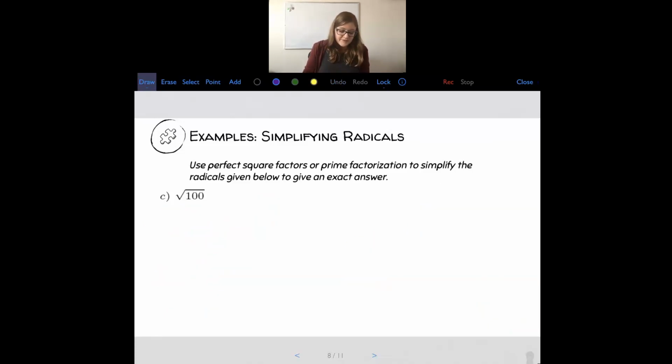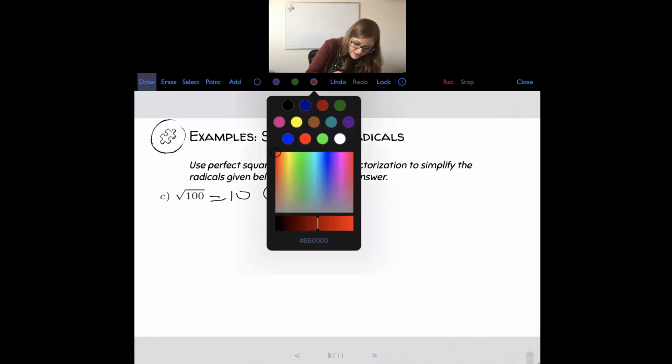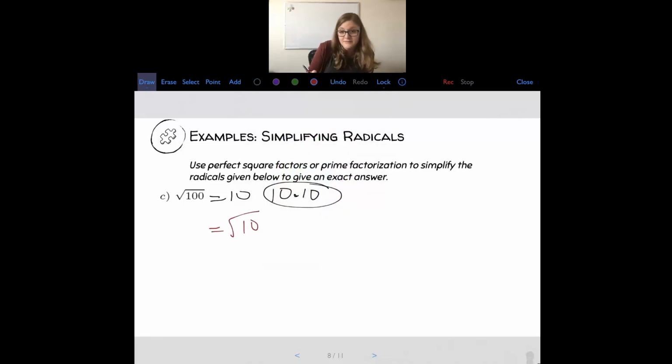Next, use perfect square factors or prime factorization to simplify and give an exact answer. So we have square root of 100. So what I want to do here is just emphasize that when we have 10 times 10, that is the square root. Okay, so this is not square root of 10. The answer is just 10, again, because 10 times 10 is equal to 100.